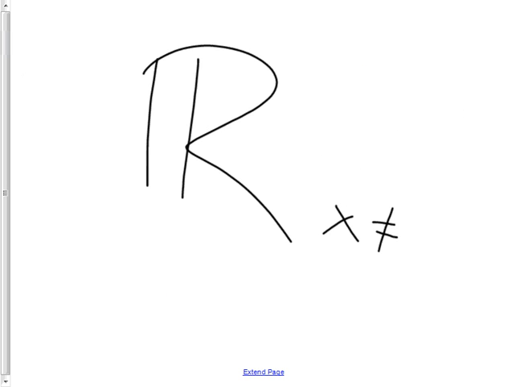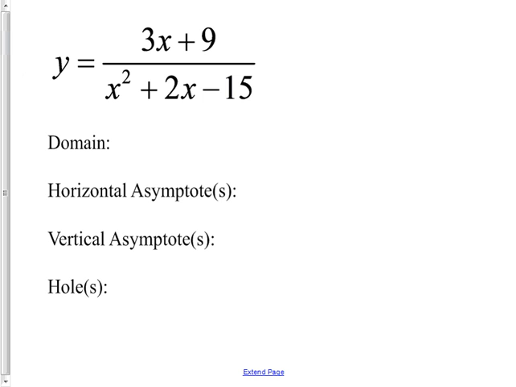So let's just do one more like that. Right there. Would you factor the top, please? And then factor the bottom. And see if anything cancels. If nothing cancels, then there's just no holes. The vertical asymptotes are the other things that crash your function.